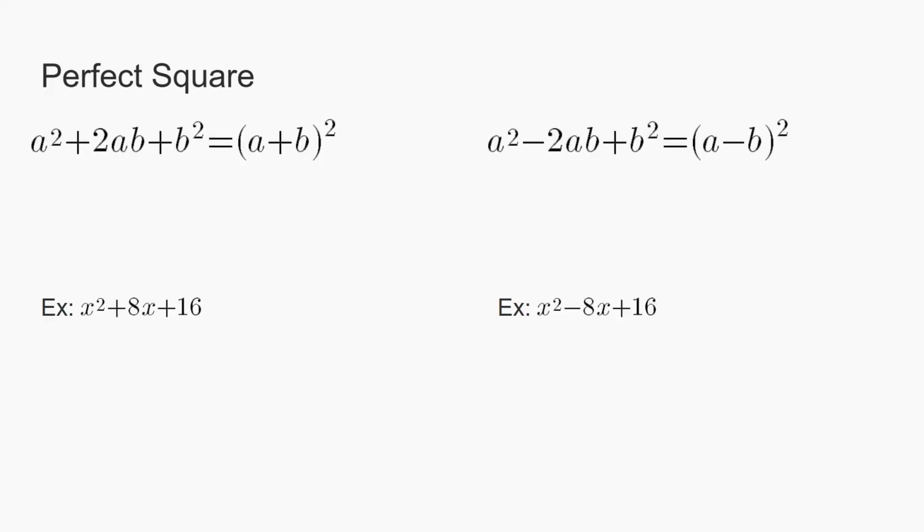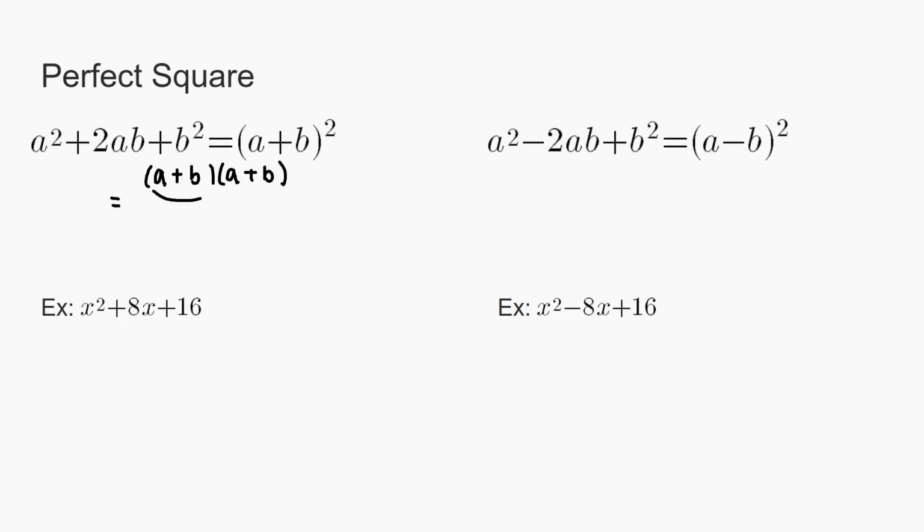Now we have the perfect square. This is saying that if we have something that looks like a squared plus 2ab plus b squared, this is equal to a plus b squared. And if we have a squared minus 2ab plus b squared, this is equal to a minus b squared. Because this is just a factored form, we can multiply and see why we get 2ab.